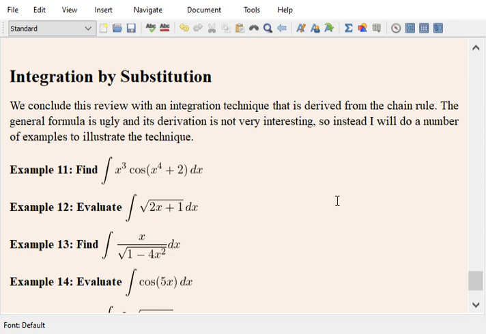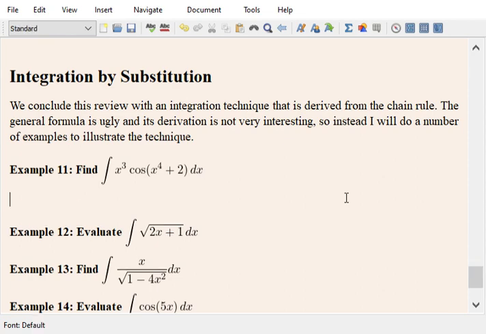And you can derive it if you want. I don't think the derivation is terribly interesting or enlightening. You can look it up if you're really interested in rigorously seeing why this works, but I think it's better to just do it and see what happens.